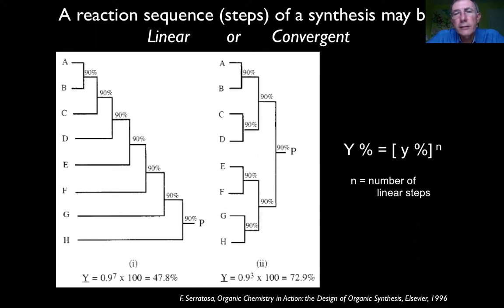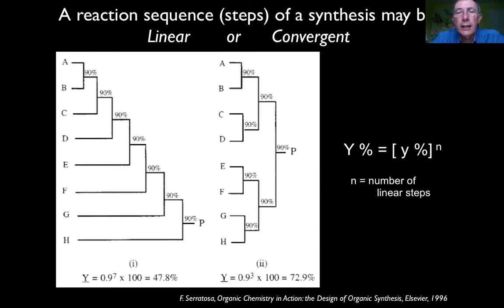And whether it's linear or convergent, if you have many steps and you have yields that are of the order of 50%, you end up nowhere. This in synthetic chemistry is referred to as the arithmetic demon. And you have to fight the arithmetic demon. And the only way you do is by making sure your yields are high, as you can see here.